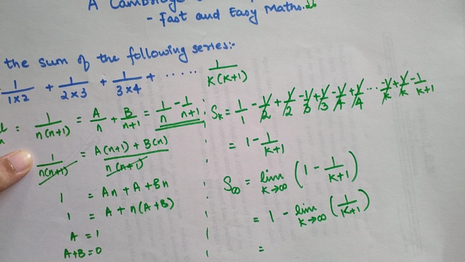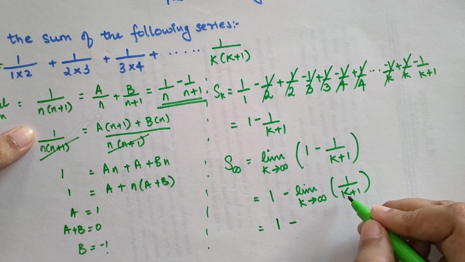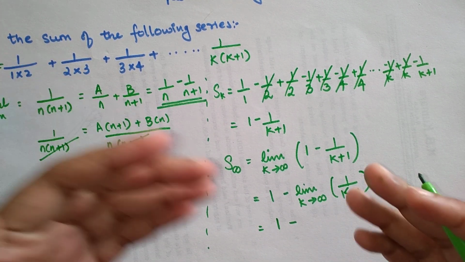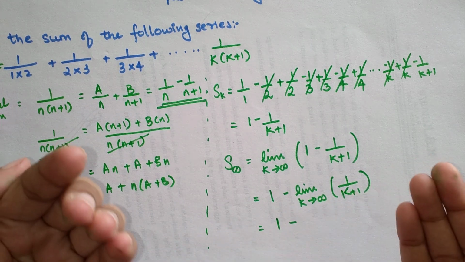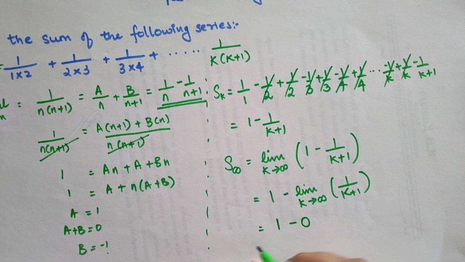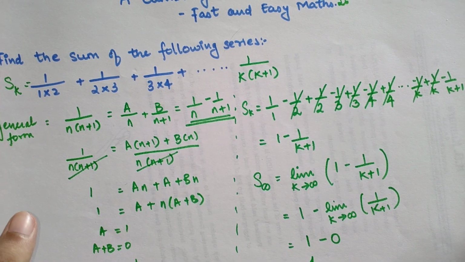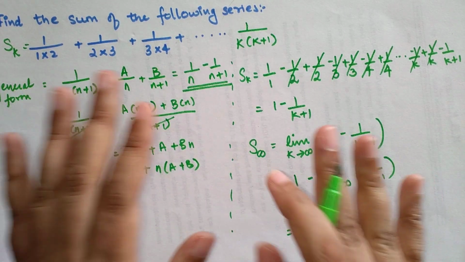So now this can be written as 1 minus 1 upon infinity plus 1, or rather 1 upon infinity. If you directly substitute, anything divided by infinity will eventually become 0. So we can say that the final answer to this series is just 1. Okay, I hope this is very clear.